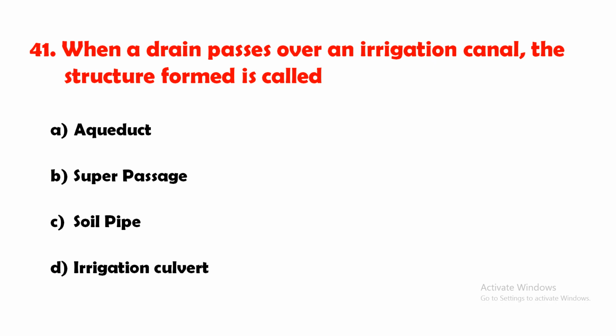When a drain passes over an irrigation canal, the structure formed is called as: aqueduct, super passage, soil pipe, irrigation culvert. When a drain passes over an irrigation canal, the structure formed is called as a super passage.